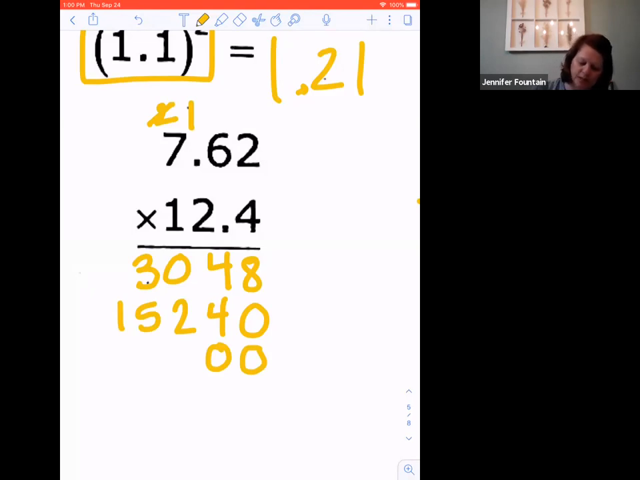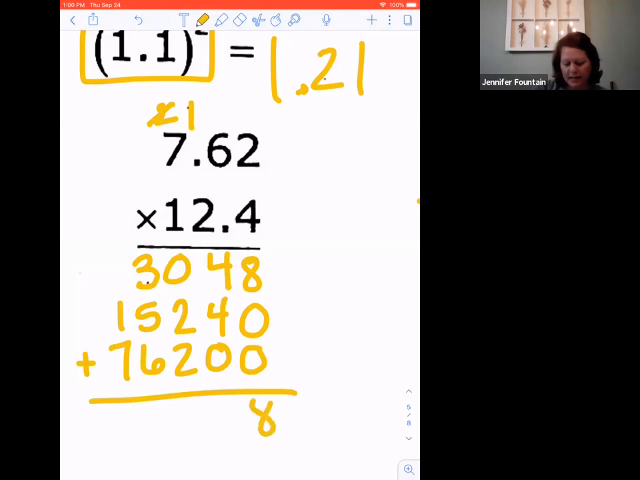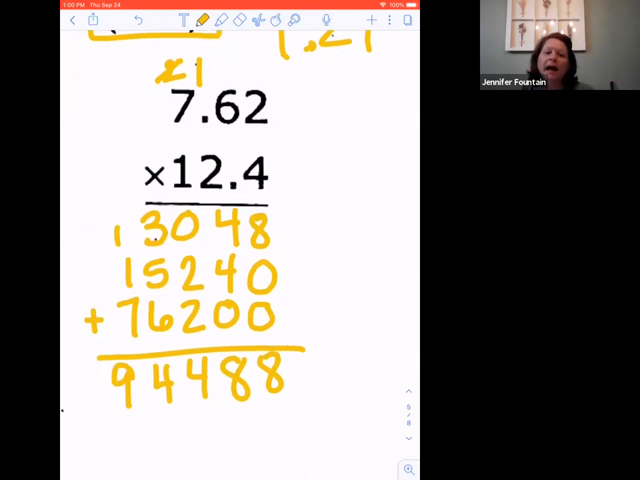And 2 times 1 is 2. 6 times 1 is 6. And 7 times 1 is 7. So I add them all up. 8 plus 0 is 8. 4 plus 4 plus 0 is 8. 0 plus 2 is 4. 3 plus 5 is 8. 8 plus 6 is 14. So I put down my 4 and carry my 1. And 7 plus 1 is 9. So now in my product, I have 9, 4, 4, 8, 8.